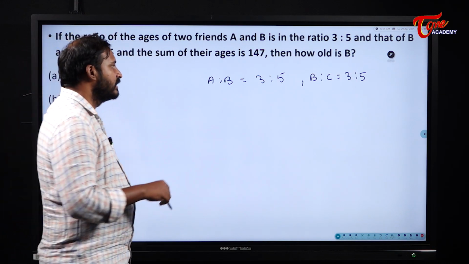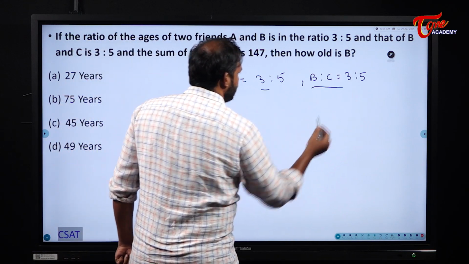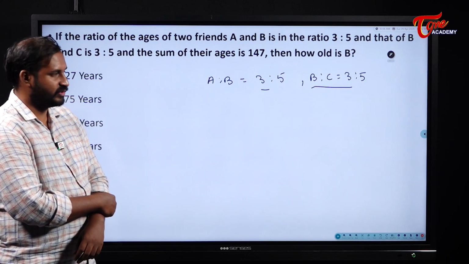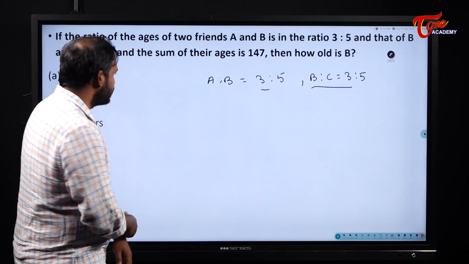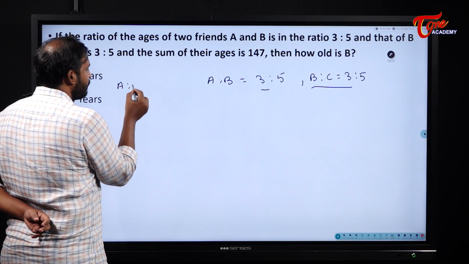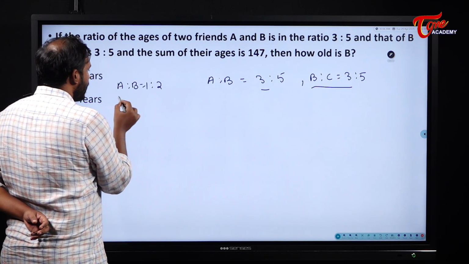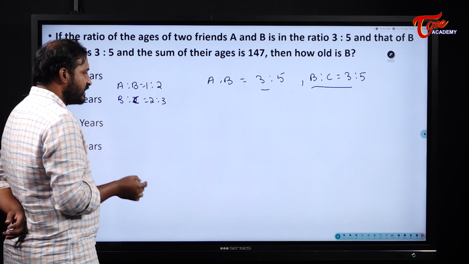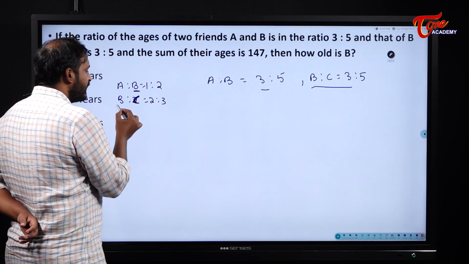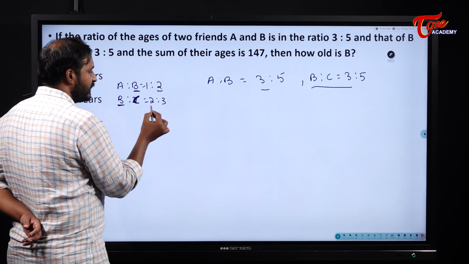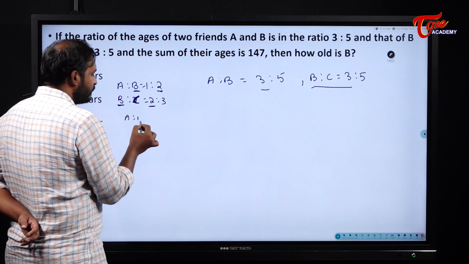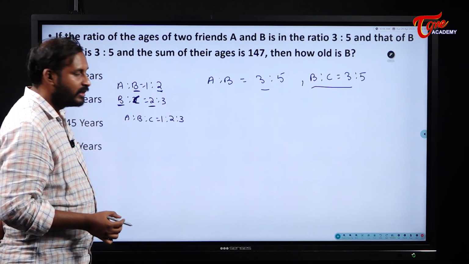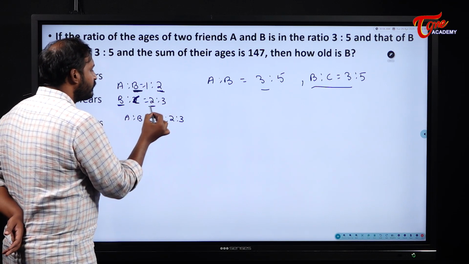Now please see here. Whenever you have two ratios in this manner, you need to join the ratios. How you can join the ratios: for example, A is to B is 1:2 and B is to C is 2:3. If B's portion here and here are equal, that means here it is 2 and here it is 2, then you can write A is to B is to C as 1:2:3. You can join the ratios. Until and unless B's portions are equal, you cannot join them.